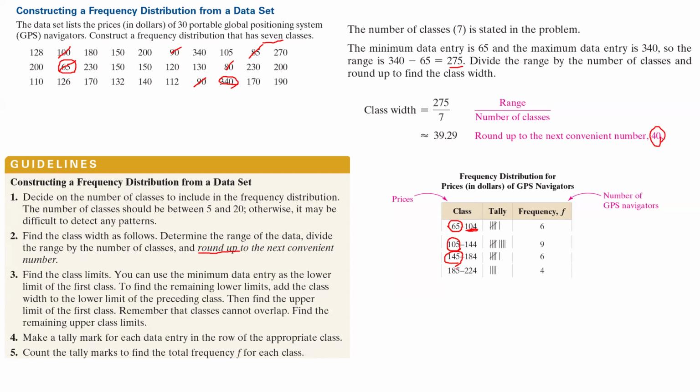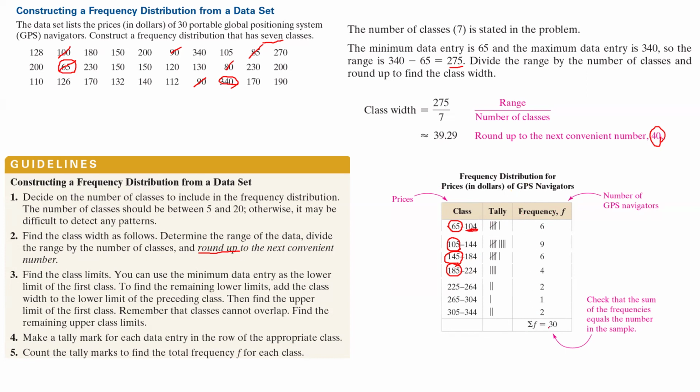The next class starts at 185 and stops at 224. You could just add these together as well. 104 plus 40 is 144. 144 plus 40 is 184. 184 plus 40 is 224, and so on. You can basically construct a nice frequency distribution with the frequencies which are listed all here.